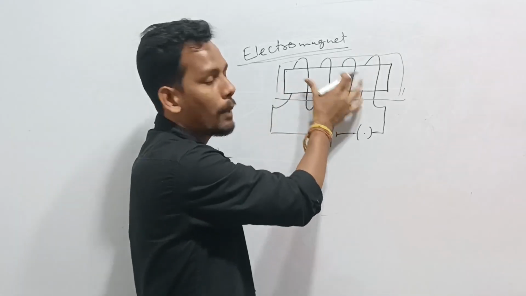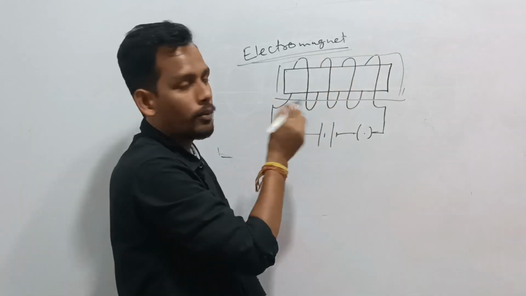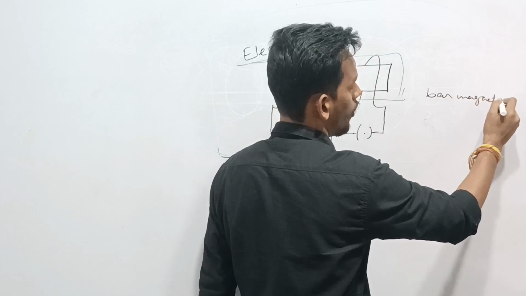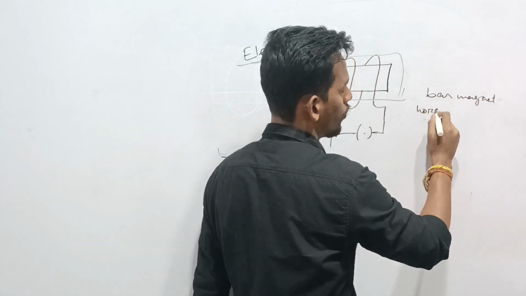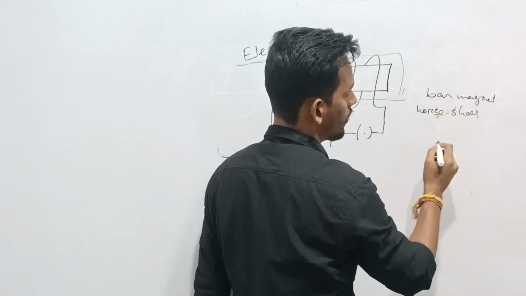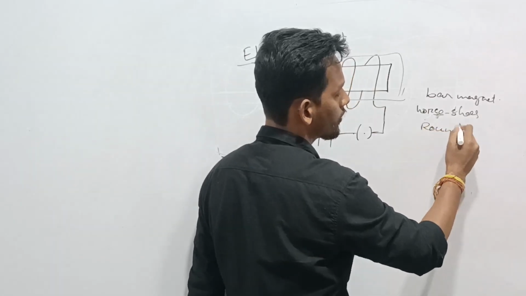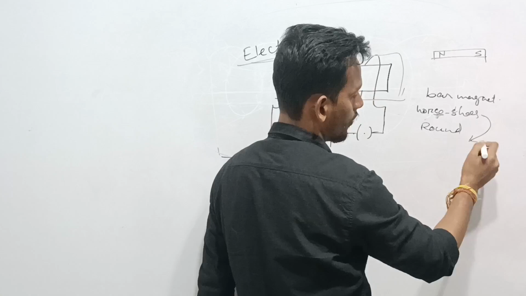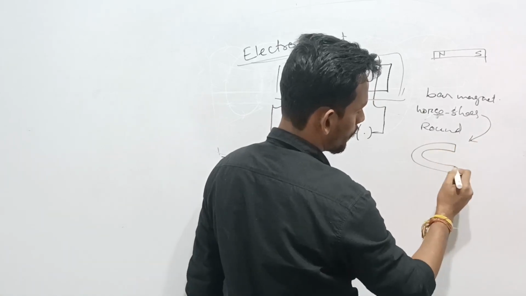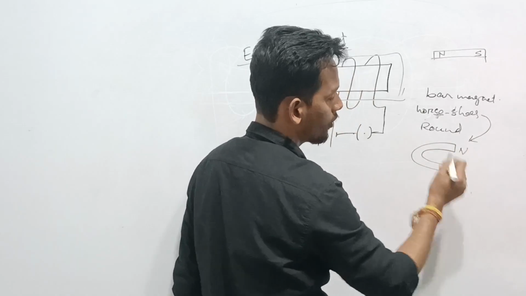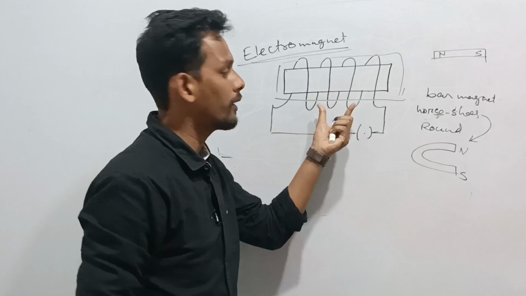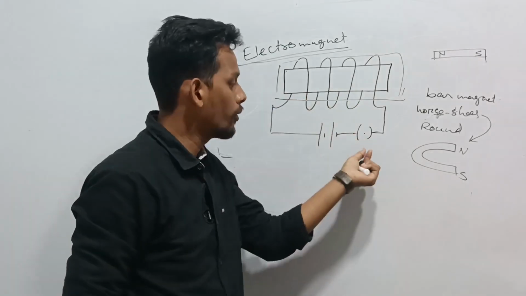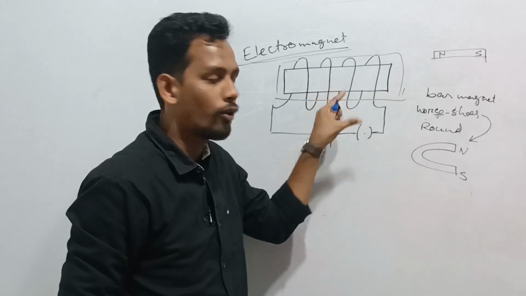But remember, this is not a permanent magnet. Permanent magnet means, you can say, a bar magnet. These are the permanent magnets: bar magnets, horseshoe magnets, round, that means circular magnets. A bar magnet is like this, with north and south pole. Horseshoe magnet is like this, one pole is north, another pole is south. So these are the permanent magnets. But this magnet is not permanent. So when you switch on, the conductor will behave like a magnet. When you switch off, the conductor will behave like a normal conductor.